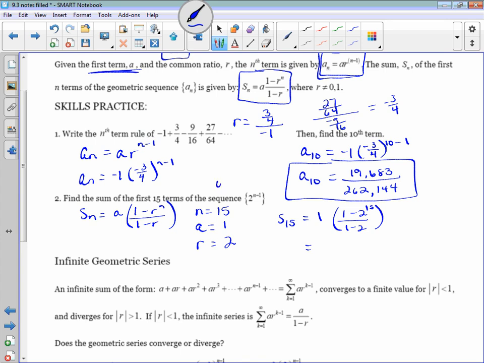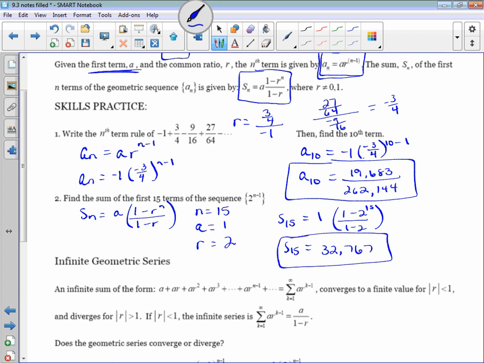So this 2 to the n minus 1, couldn't that be 1 times 2 to the n minus 1? That's a times r to the n minus 1. Like, the 2 is the r. Whatever is being raised to the power, that's your r. Do you see it up here in the formula? That's what we're getting our pieces from. So, S sub 15, what'd you guys get? Good, perfect.